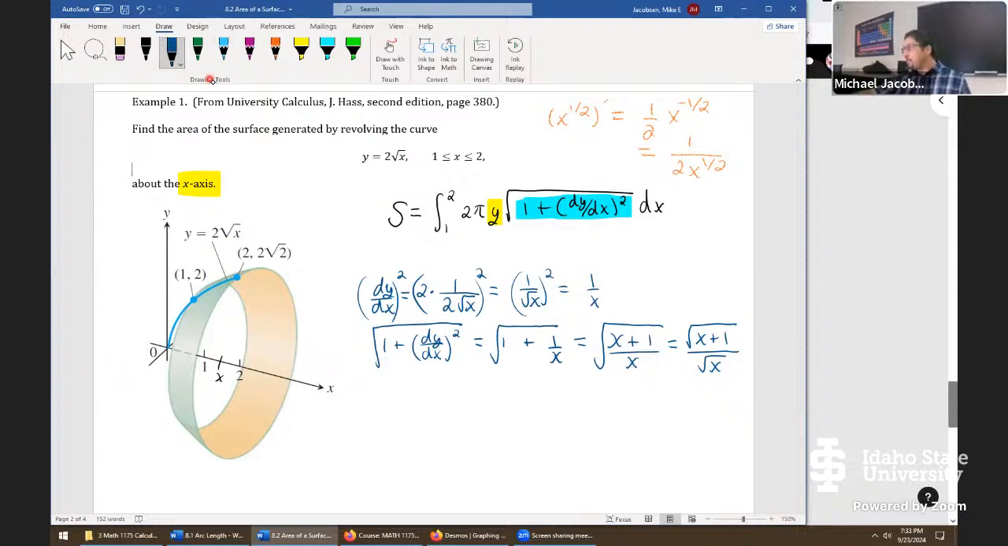Oh, for that one, what I did was promote the 1 to just x divided by x. Now we have the least common denominator across those two fractions. So we maintain the common denominator and just add across the top. So think of that one as just x over x for the addition there. Other questions at the moment?